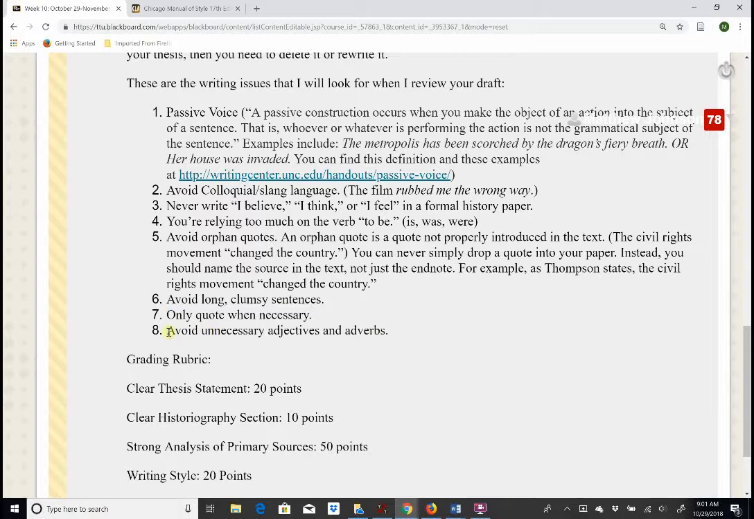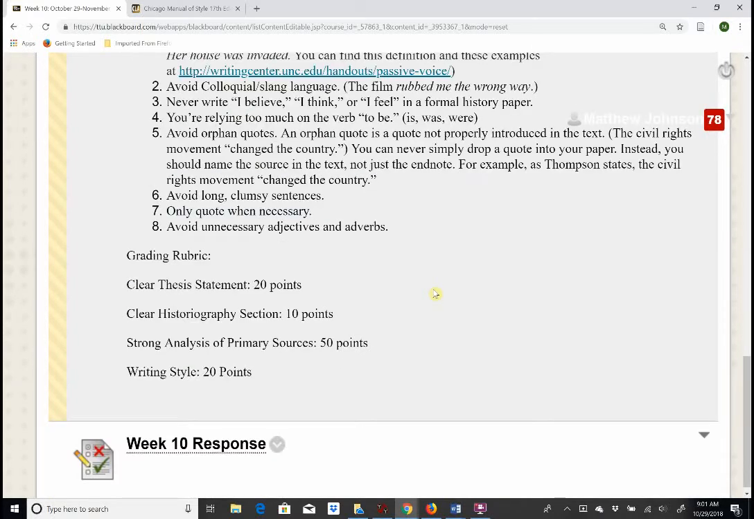Okay. And the last one, just avoid unnecessary adjectives and adverbs. Like the classic ones that are completely unnecessary are things like, it was very important. Well, do you really need very in there? Right? And so try to avoid those unnecessary adjectives and adverbs.